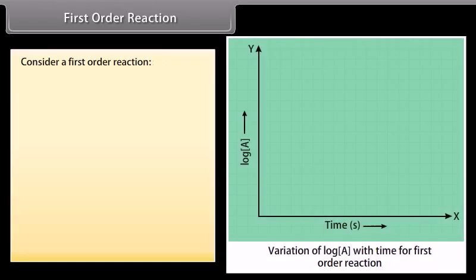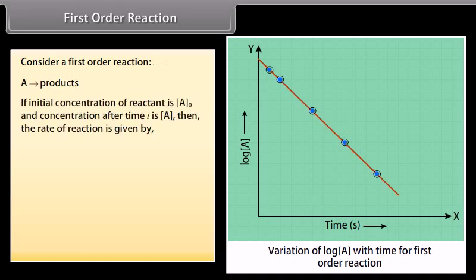First-order reaction. Let us consider a first-order reaction in which A is changing into products. If the initial concentration of reactant is [A]0, and the concentration after time t is [A], then the rate of the reaction is given by -d[A]/dt is equal to the product of k and [A]. It can be written as -d[A]/[A] is equal to k dt.